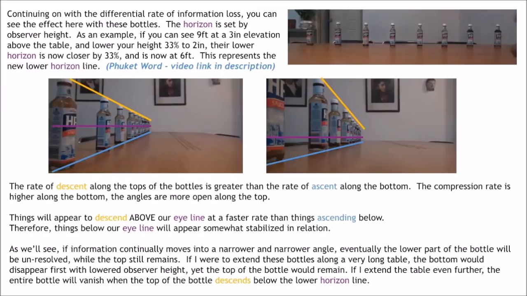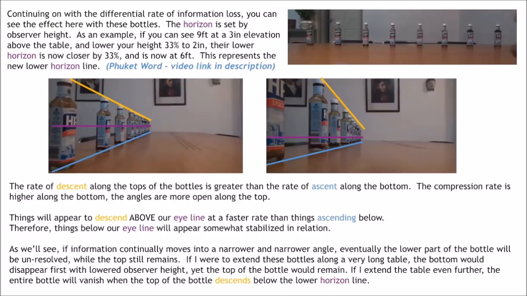In other words, it will appear like a bit more of a dramatic decrease in size or in height for the objects on top, whereas the bottom will appear somewhat stable even though the angles are more compressed. As we'll see, if information continually moves into a narrower and narrower angle, eventually the lower part of the bottle will be unresolved while the top still remains.